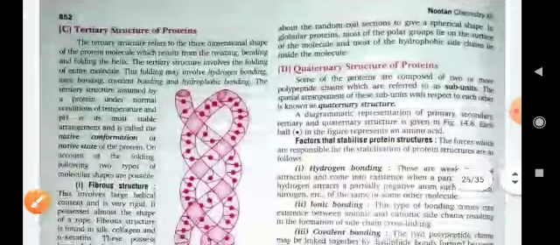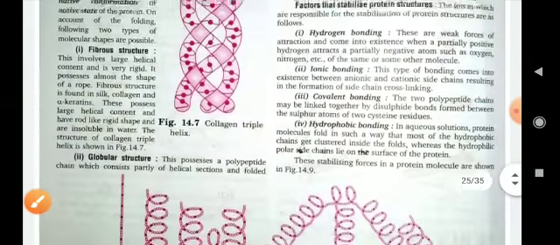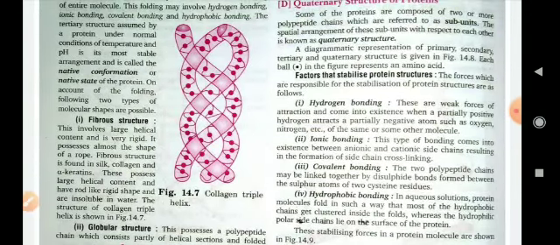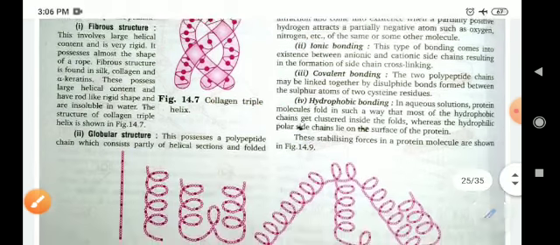Okay. And the tertiary structure of protein is the three-dimensional shape of the protein, which results from twisting, bending and folding to give a helix. The tertiary structure involves the folding of the entire molecule, and this folding may involve hydrogen bonding, ionic bonding, covalent bonding and hydrophobic bonding. So it is the structure of the tertiary protein, as in the collagen triple helix. It is known as the collagen triple helix.